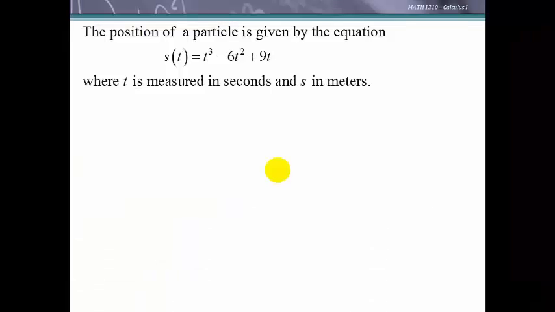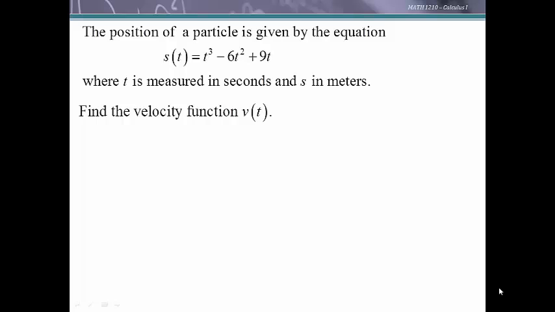So let's go ahead and look at a problem using this idea. The position of a particle is given by the equation s(t) = t³ − 6t² + 9t, where t is measured in seconds and s is in meters. Find the velocity function. Velocity is the rate of change of position. So how many meters is it changing in how many seconds?